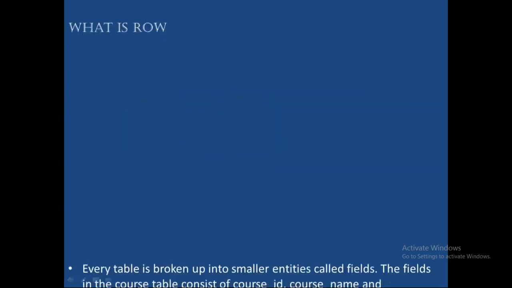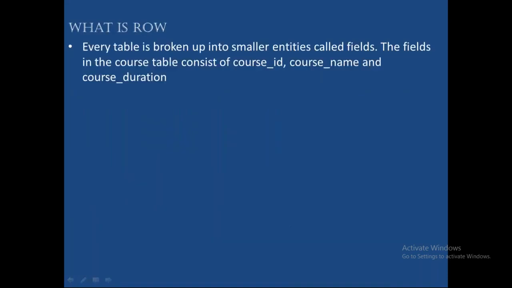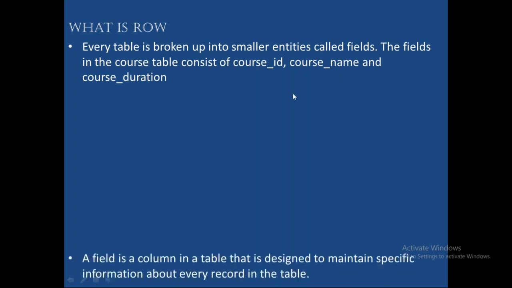Next, what is the row? Before you go to row, you need to understand field. Every table is broken up into smaller entities called fields. The fields in the course table consist of course ID, course name, and course duration. Course ID is one field, course name is one more field, course duration is one more field. These are called fields. So how many fields do we have in our table? 3. What are those? Course ID, course name, and course duration.